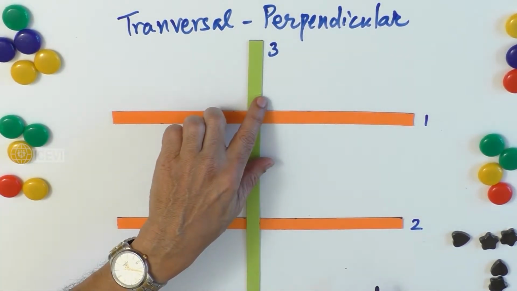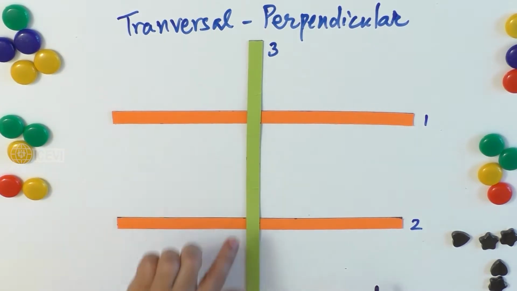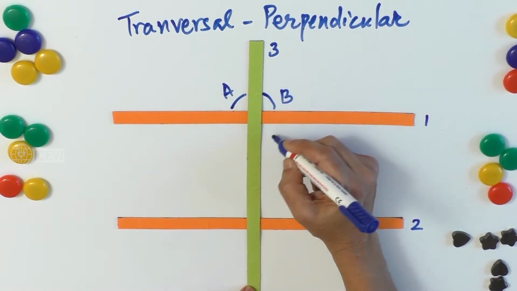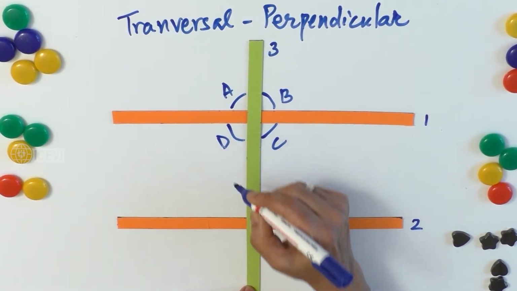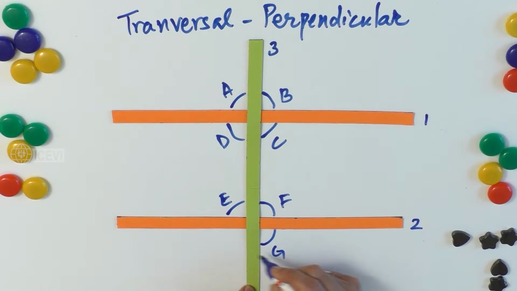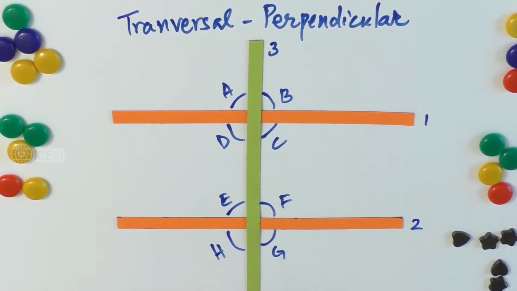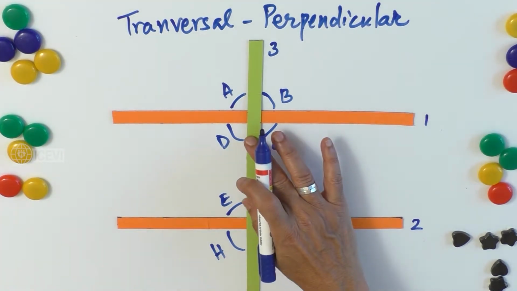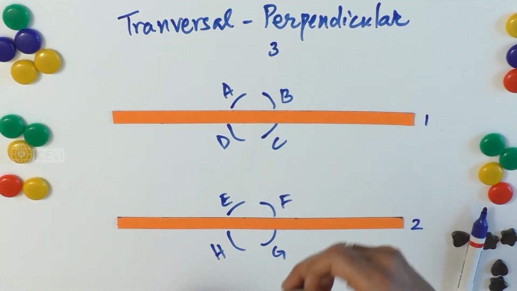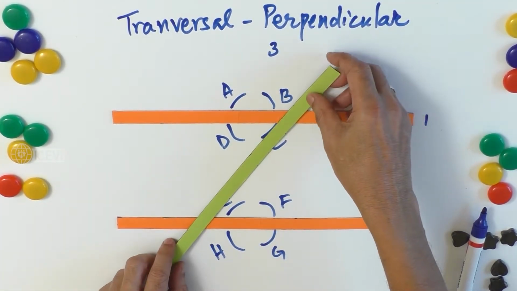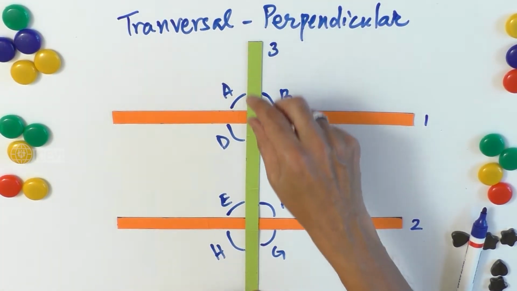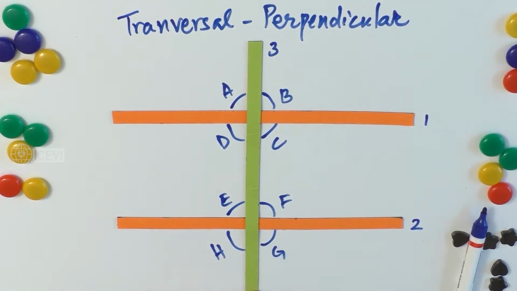the angles formed are same. So here also you have A, B, C, D, and then E, F, G, H. 8 angles are formed. Now, the difference between the parallel lines and the transversal going through the parallel lines at two distinct points and the perpendicular transversal going through two distinct points, there is a difference.